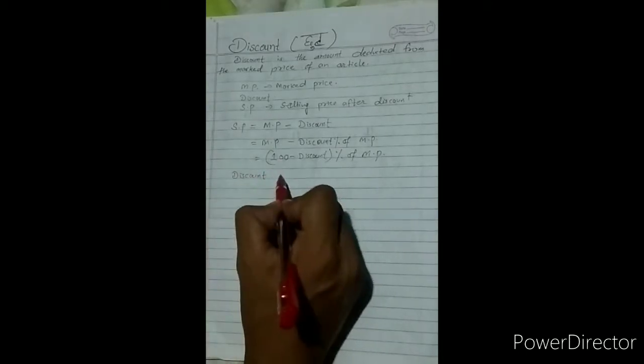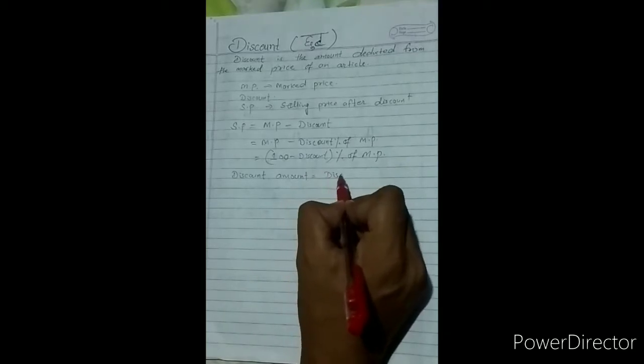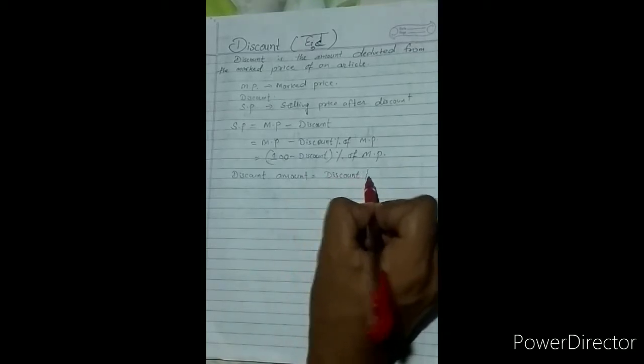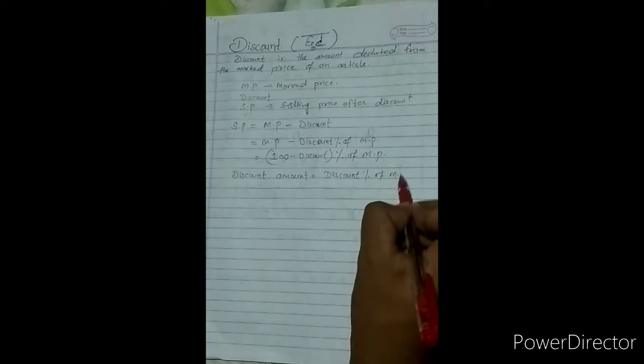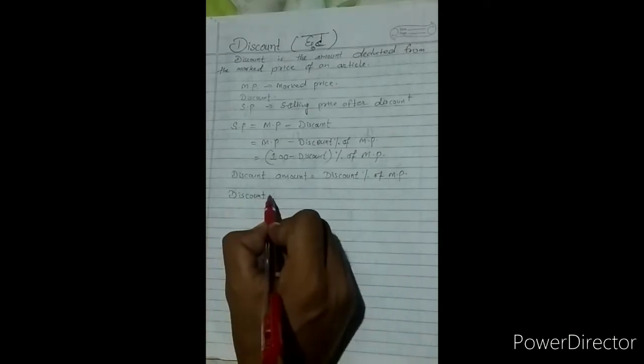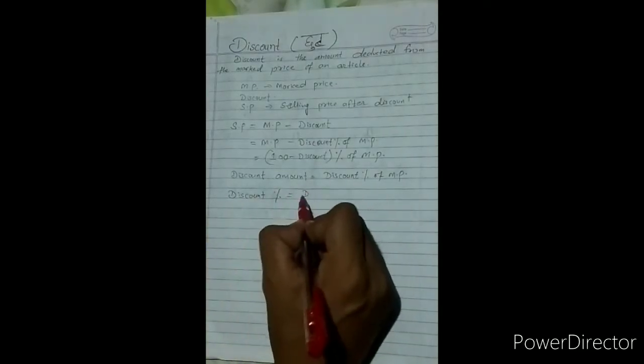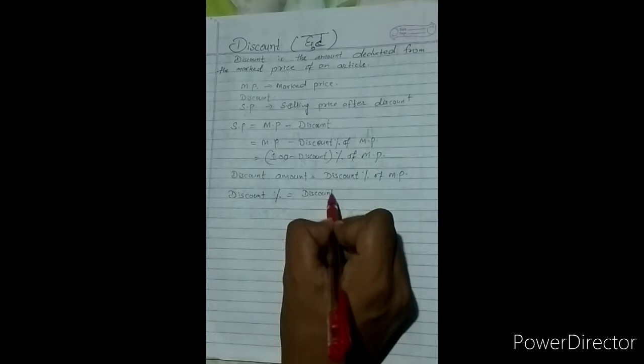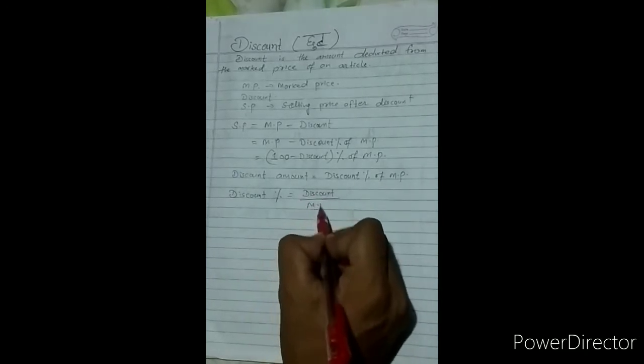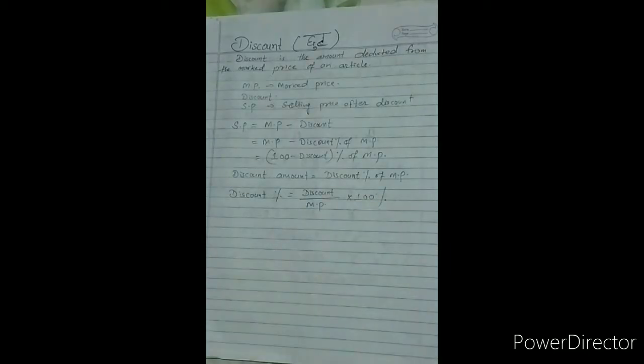If you want to find the discount amount, then it is discount percent of MP. From here, if you want to find the discount percent, then it is discount amount divided by market price, into 100%.